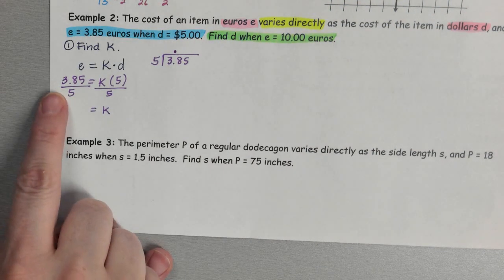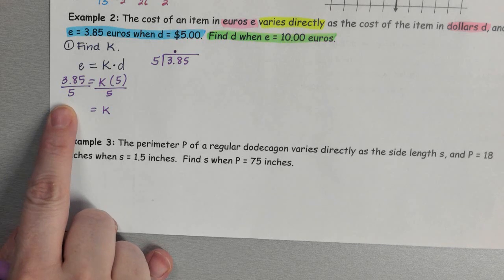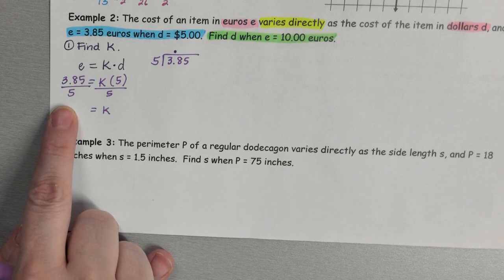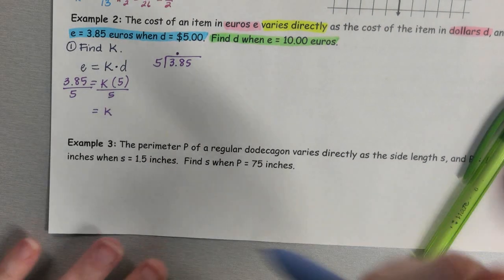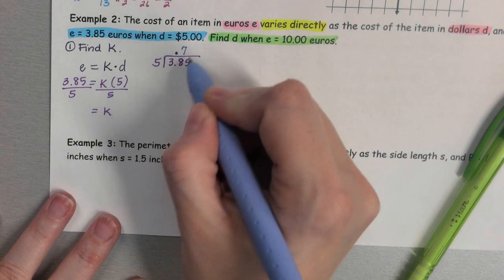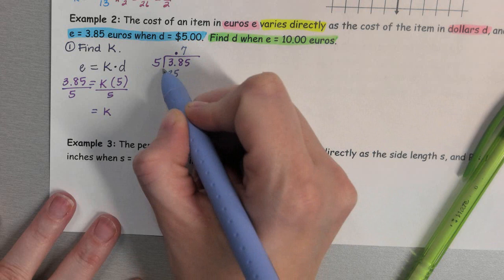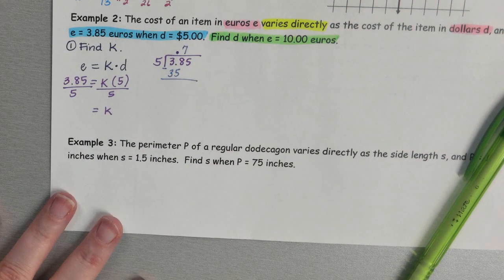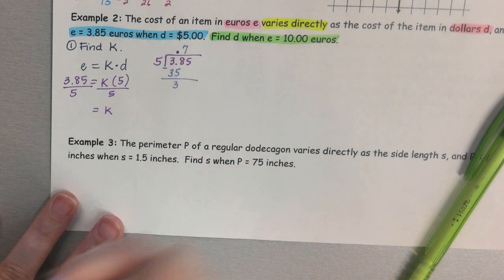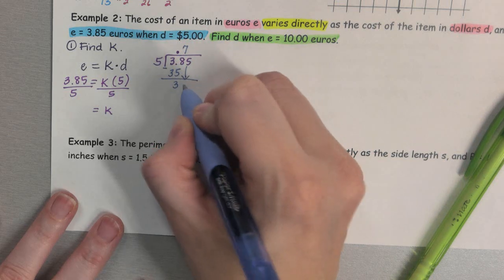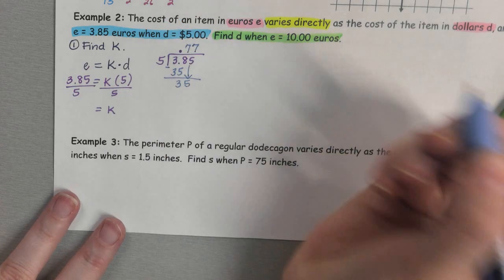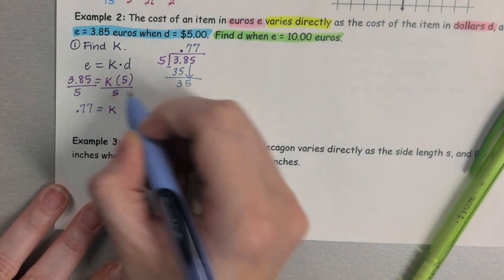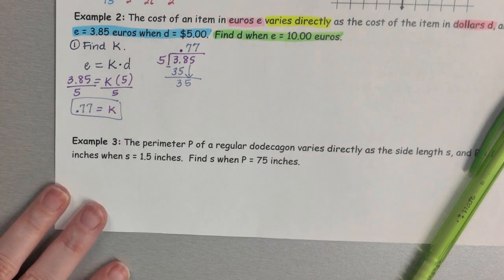And can you see that the 3.85 is less than 5? Right, so it is going to be a decimal. Okay, it's going to be less than 1. How many times does 5 go into 38? 7 times. So remember, you multiply. 7 times 5 is 35. Subtract. 38 minus 35 is 3. 5 doesn't go into 3, so we bring down the 5. 5 goes into 35, 7 times. Okay, that wasn't too terrible. So that's your value for K.